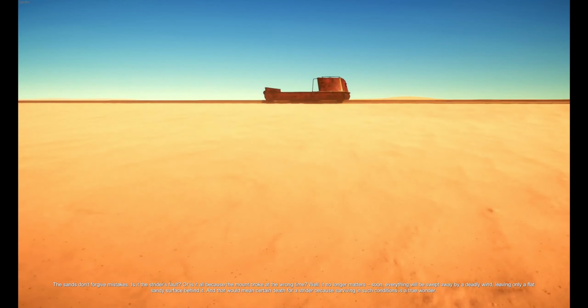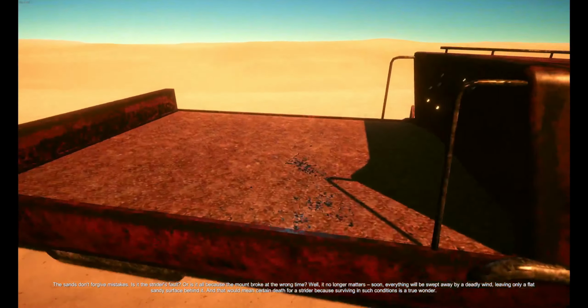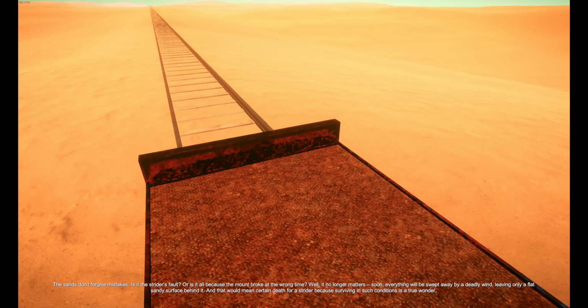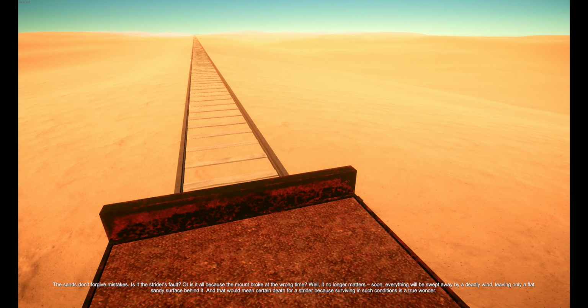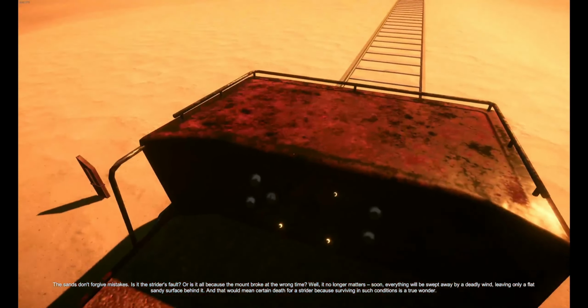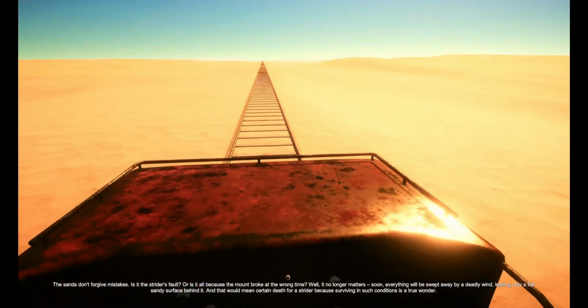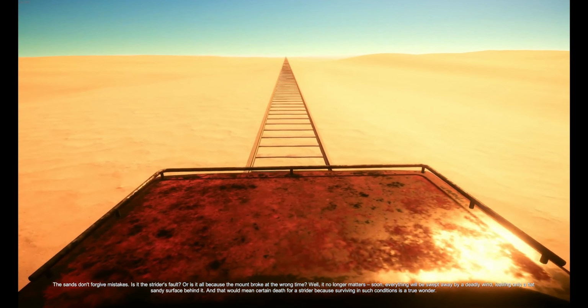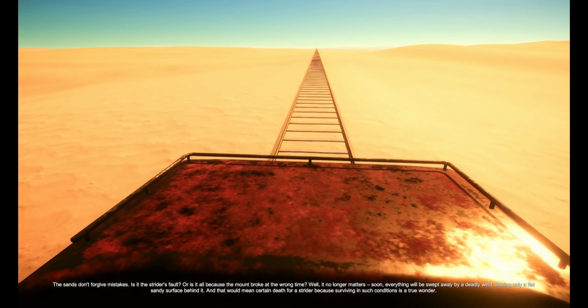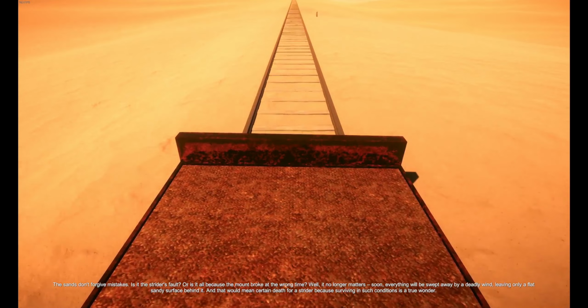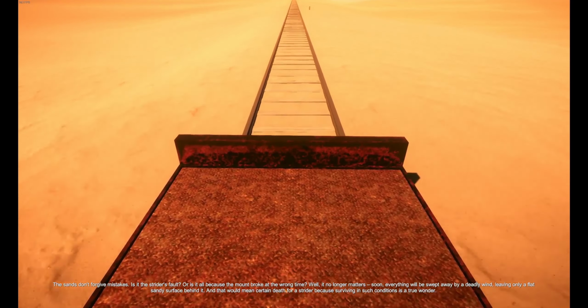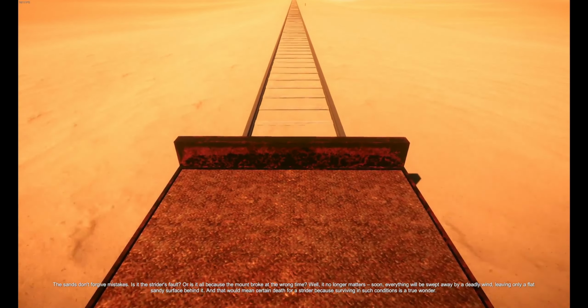The sands don't forgive mistakes. Is it the Strider's fault? Or is it all because the mount broke at the wrong time? Well, it no longer matters. Soon, everything will be swept away by a deadly wind, leaving only a flat, sandy surface behind it. And that would mean certain death for a strider, because surviving in such conditions is a true wonder.